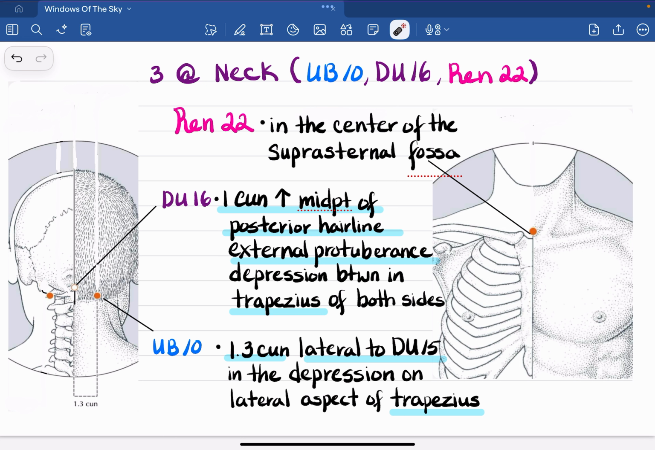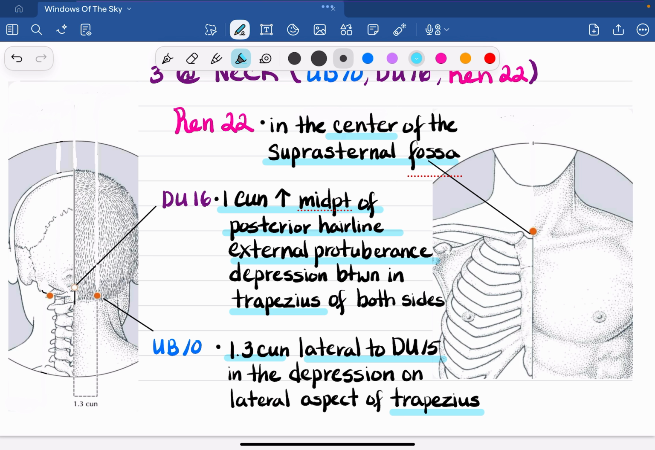The language on this is a little bit difficult, but if you remember that the external protuberance is right here, and we know it's between the trapezius of both sides. We just know that UB10 is going to be 1.3 soon lateral to DU15 this way, and then DU16 is going to be one soon up from the posterior hairline of the external protuberance. And of course, REN22, let me also hide this. So it's going to be the center of the suprasternal fossa.